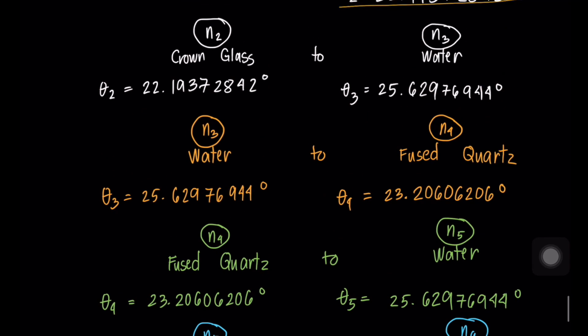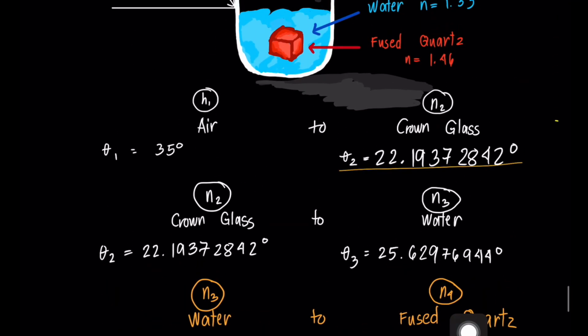How about water? Well, let's try to check water. Water here in theta sub 3 is 25.62976944. Water here is 25.62976944. So that is correct. So again, you can say that your process is correct if and only if most of the figures will be correct, will be the same.